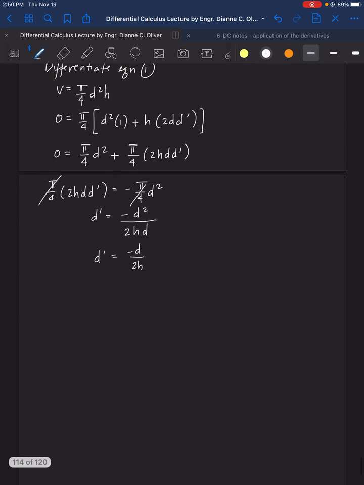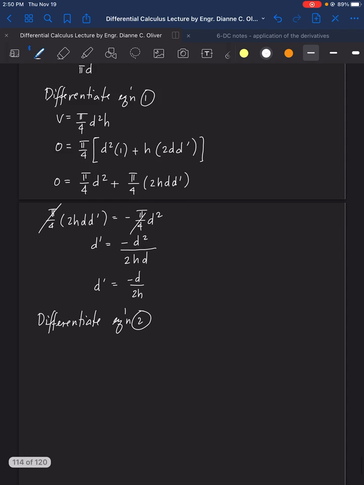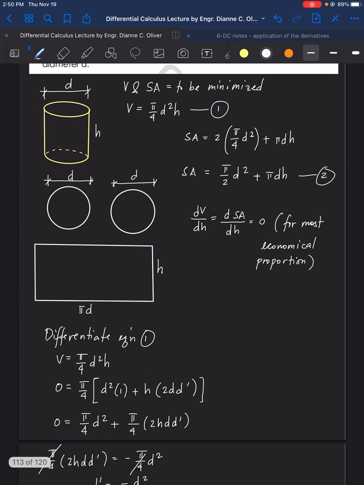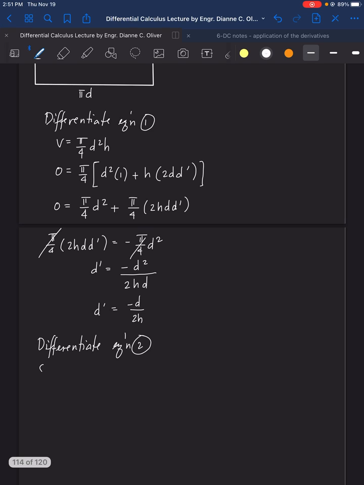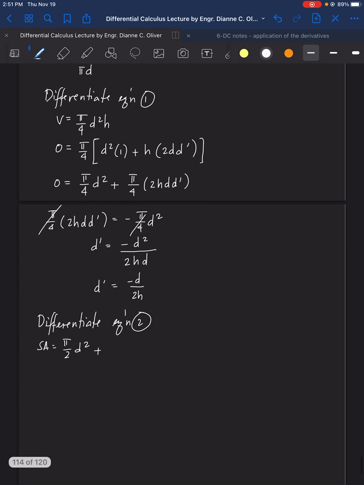Next, differentiate equation 2. For equation number 2, we have SA equals pi over 2 d squared plus pi dh.